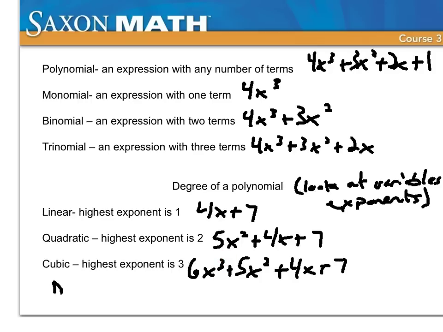So again, for cubic, the degree is 3. For quadratic, the degree is 2, because the highest exponent is 2. And for linear, the degree is 1. Now if we have no exponent, let's just say we have the number 7, then that degree is 0, because there's no exponent there, or there's no variables involved. And let's look into this a little bit more on the next slide.